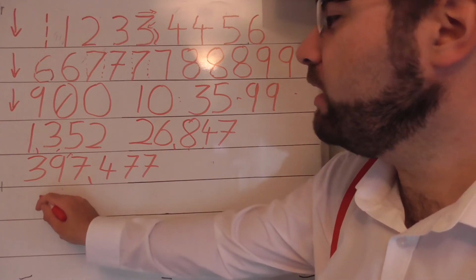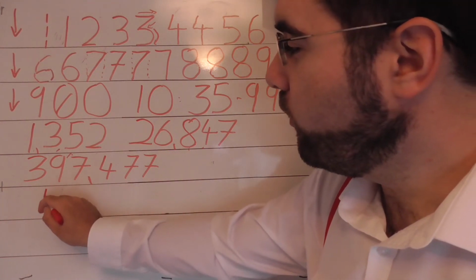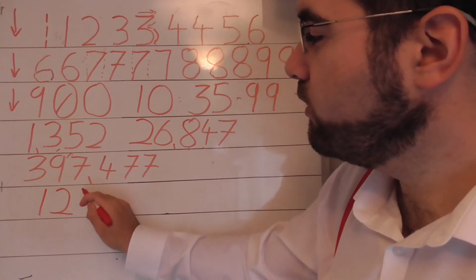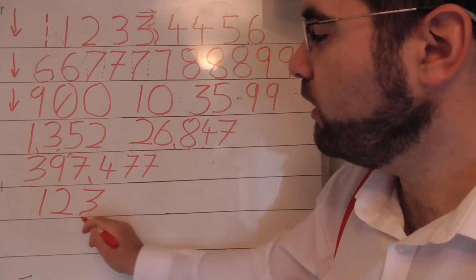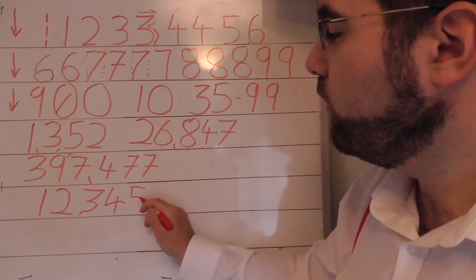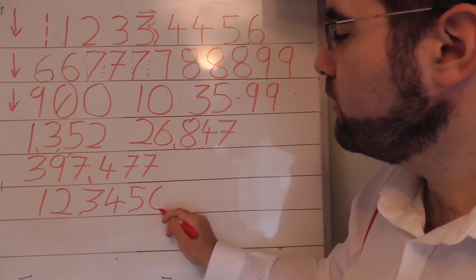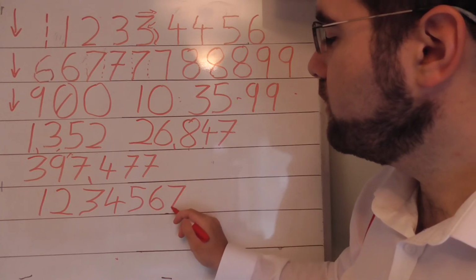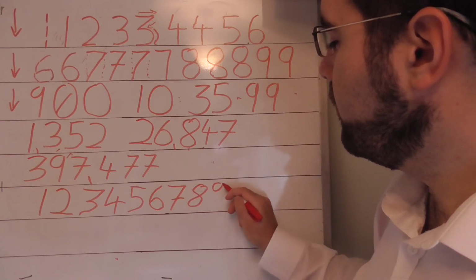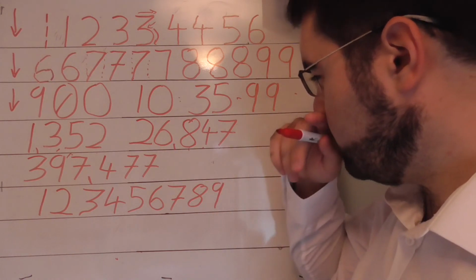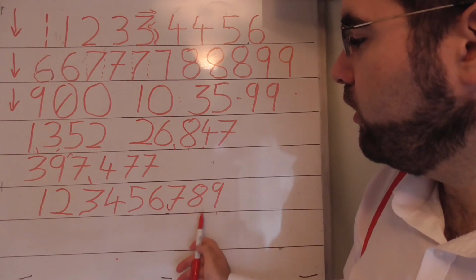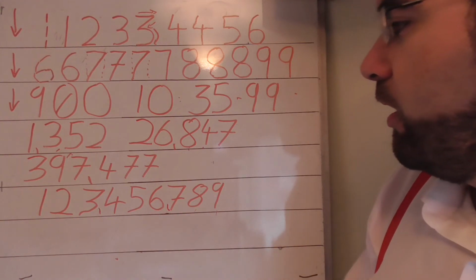So let's say, let's just do this. Let's do 1, 2, 3, 4, 5, 6, 7, 8, 9. Let's leave it at that. So every 3, 1, 2, 3, comma. 1, 2, 3, comma.